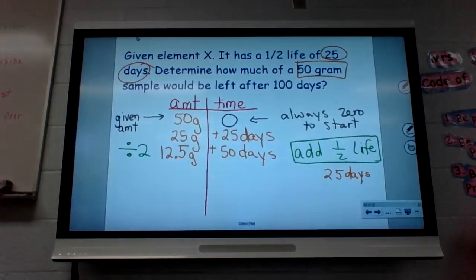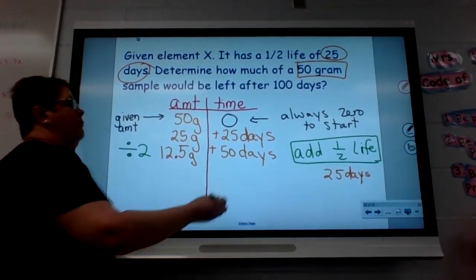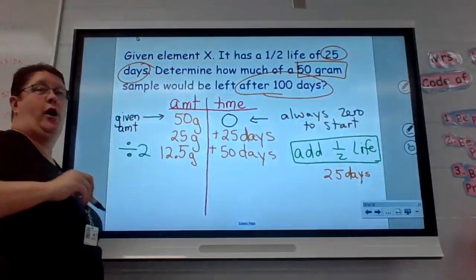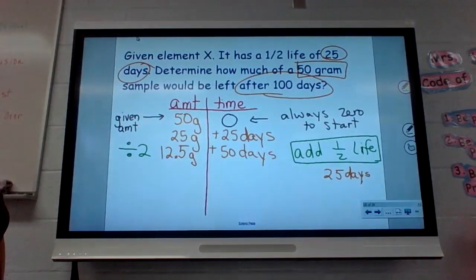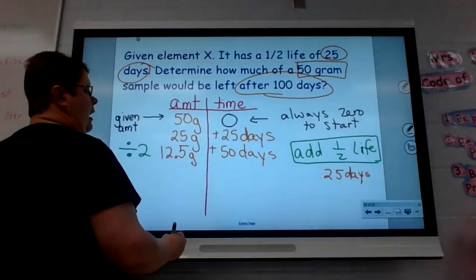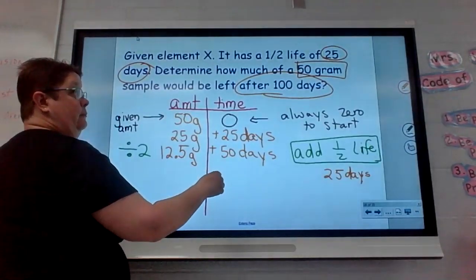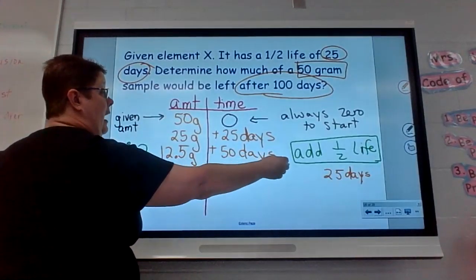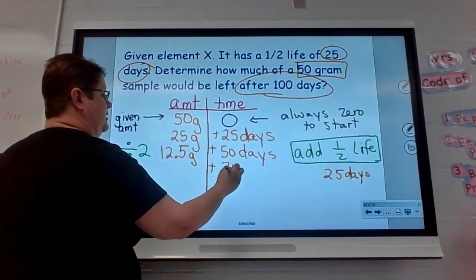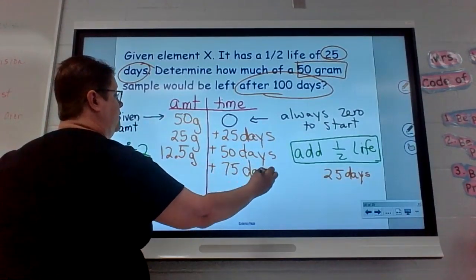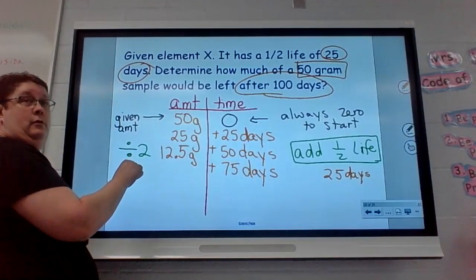Did they want to know how much was left after 50 days? What does it ask for in the word problem? If y'all would stop playing with your phones, you'd be surprised at how much easier it is to catch on. Yeah. They want to know after how long? 100 days. All right, so what am I going to do here? Add another 25 and we have 75 days. So what am I going to do here?